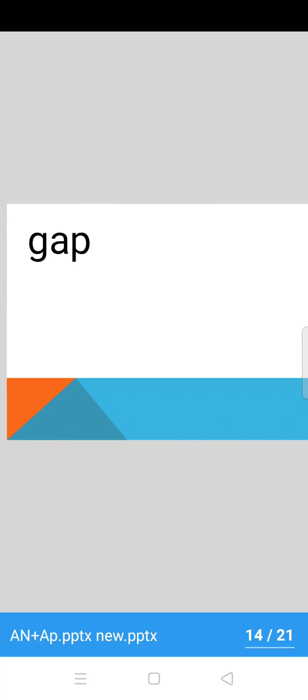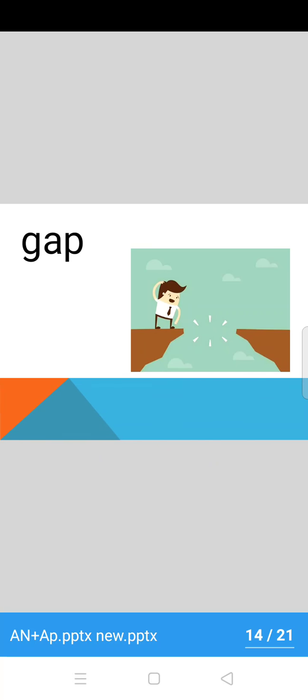Ap, tap. Ap, gap. A gap is a break between two objects, or a place.